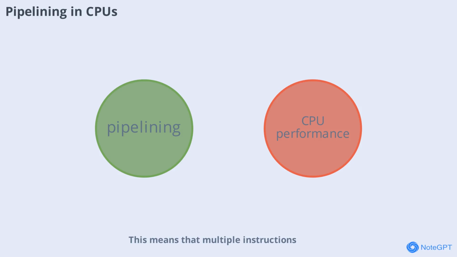This means that multiple instructions are processed at different stages simultaneously, much like an assembly line. While one instruction is being executed, another can be decoded and a third can be fetched. Pipelining increases the number of instructions completed per second, making computers faster and more efficient. However, it also introduces new challenges, such as handling instruction dependencies and hazards.